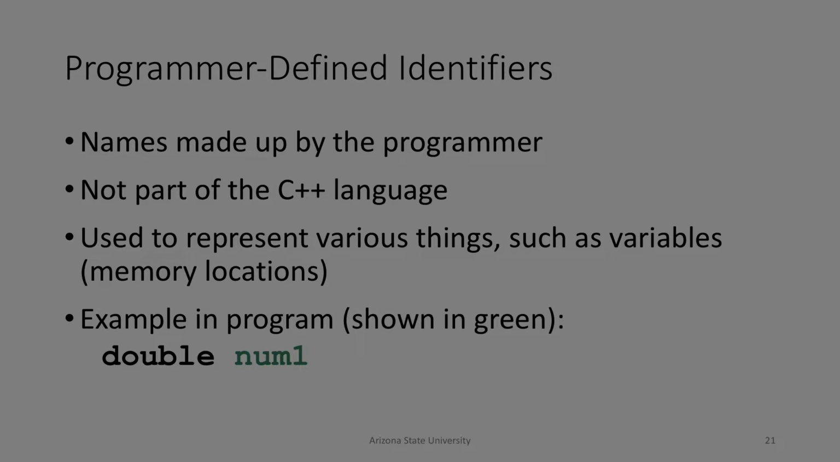So if we look back at the original program, the word double is a keyword in C++, like int was, and num1 is an identifier. So in that line, there's a keyword and an identifier in the same line. Any questions on these? And we'll go over the rules later about what types of identifiers you're allowed to use.